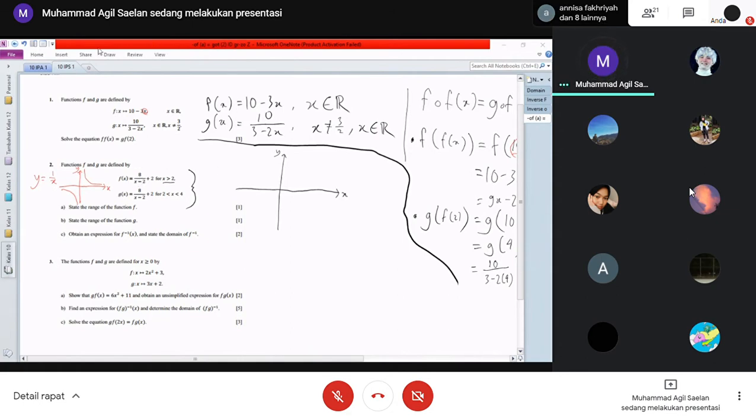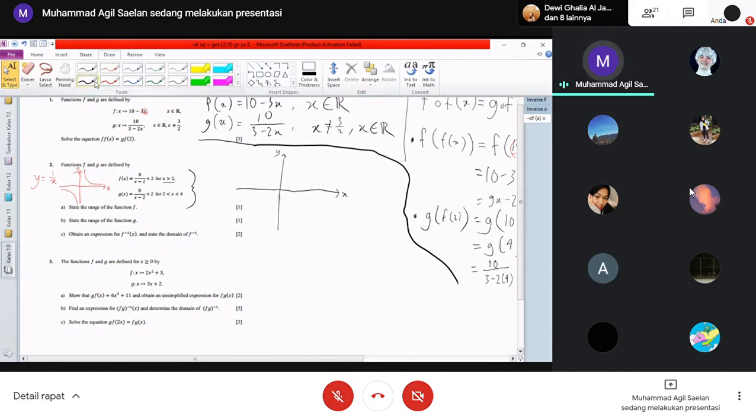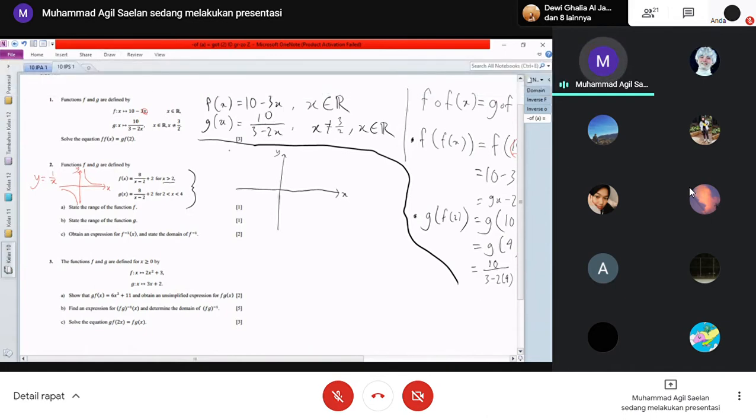So now we want to draw the graph of y equals 8 over x minus 2 plus 2. And then from this we can conclude how the graph of f and g looks like.